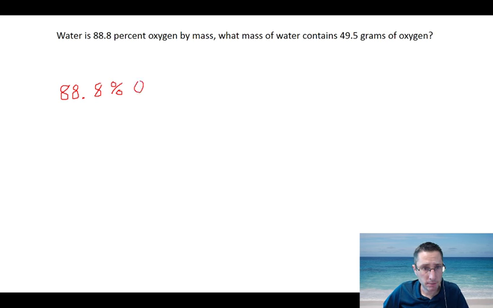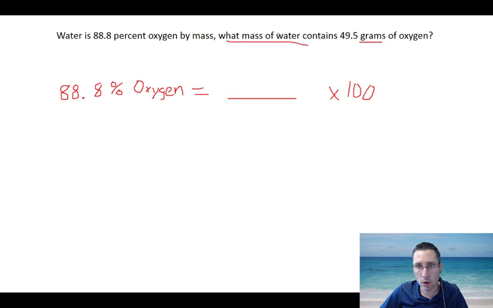88.8% oxygen. And I see that percentage, so I'm going to write this out: 88.8% equals ratio times 100. Grams is the unit. So what mass of water contains? Water is the total. The component here is oxygen. So there's 49.5 grams of oxygen and some total amount of water. So we have to solve for this.